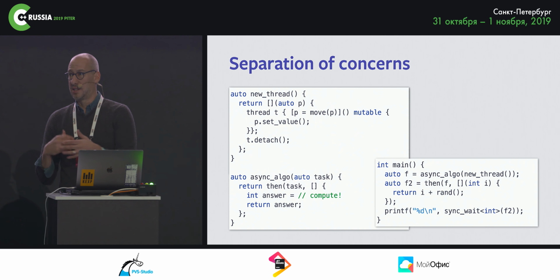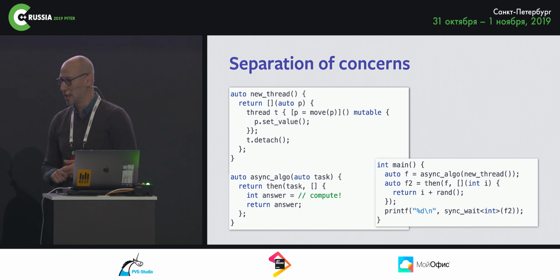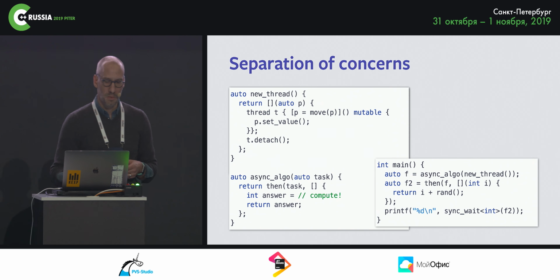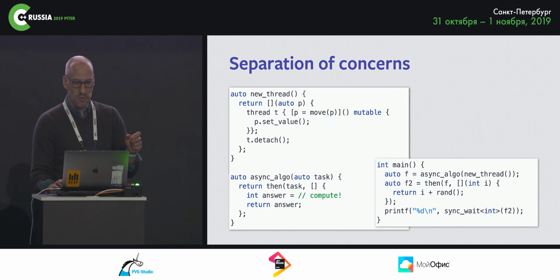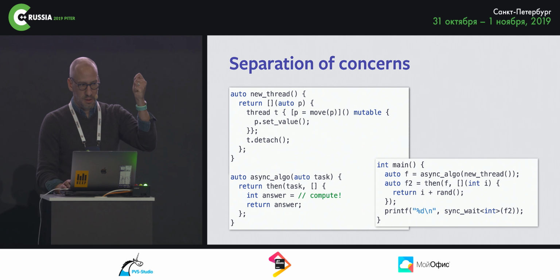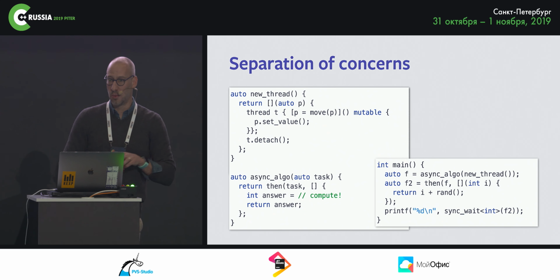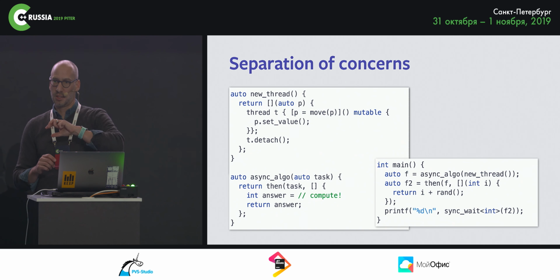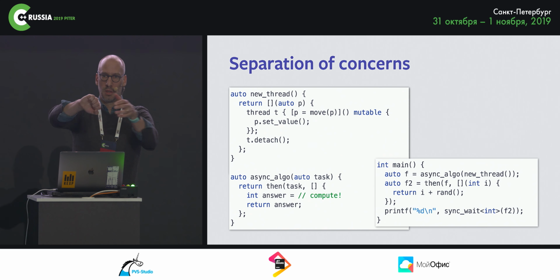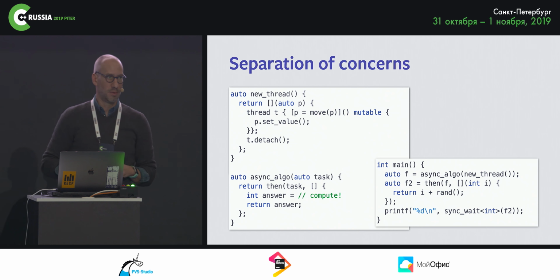Now I can use my asynchronous algorithm with any sort of execution context, a thread pool, but anything. Right? So what happens now is I create this lambda, f. I chain work to it, f2, and now I launch it by calling sync wait. What's going to happen is a new thread's going to get created, work is going to get scheduled, there's going to be a continuation that's scheduled after that, and then I'm going to block and wait for it all to finish.